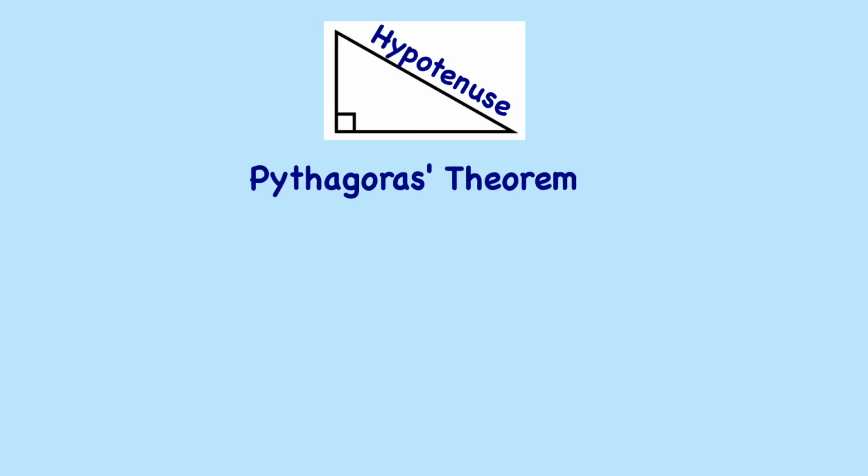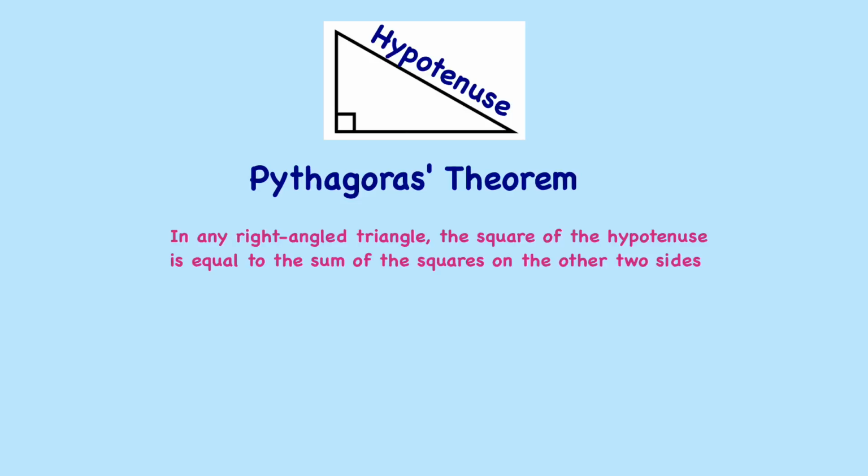Pythagoras' theorem states that in any right angle triangle, the square of the hypotenuse is equal to the sum of the squares on the other two sides. Let's see that in a diagram.